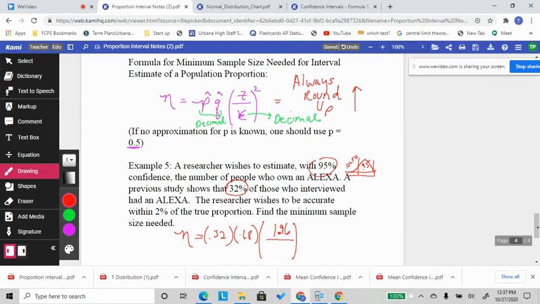And then how accurate do we want to be? We want to be accurate within 2%. Do not put 2 in here. Change it to a decimal, and then squared. Okay, so there is no formula function for this. You just have to do it.